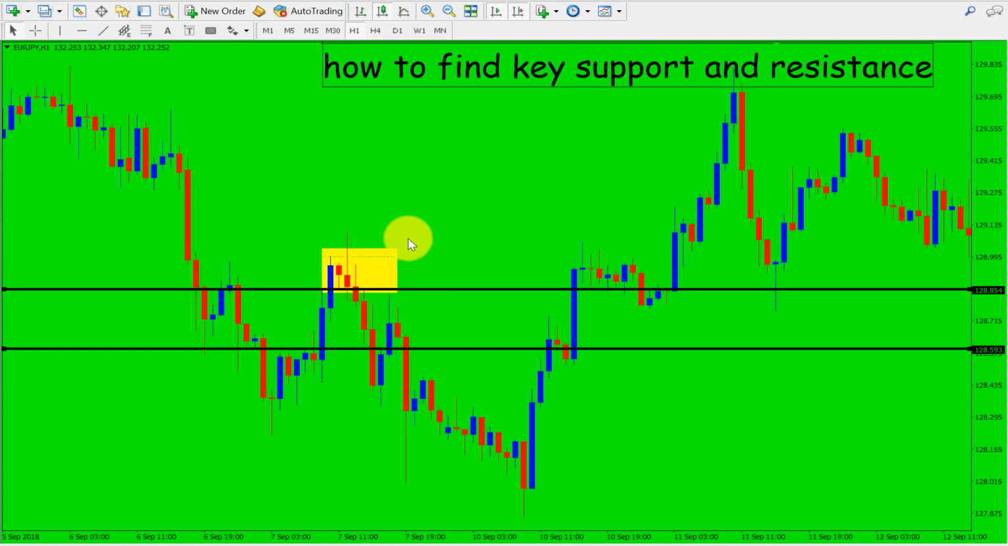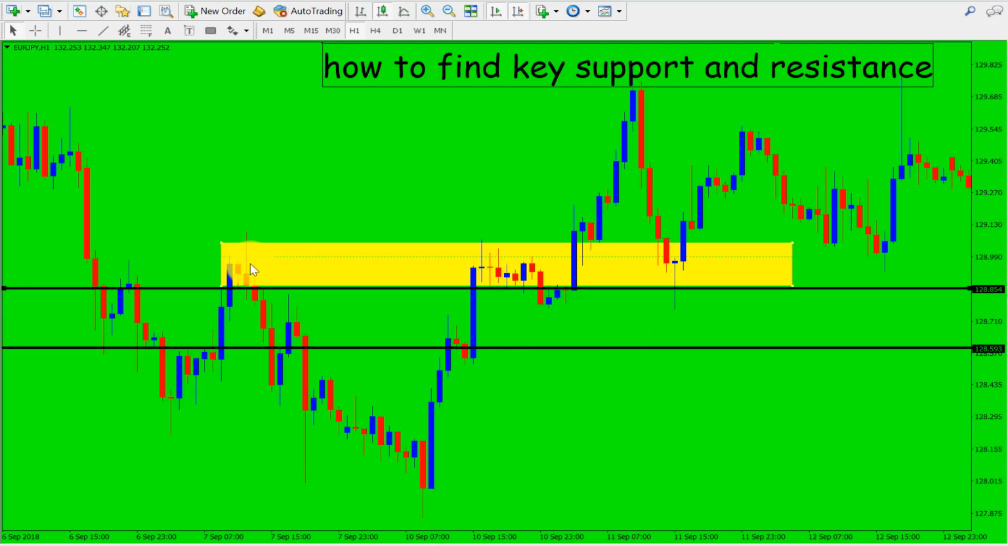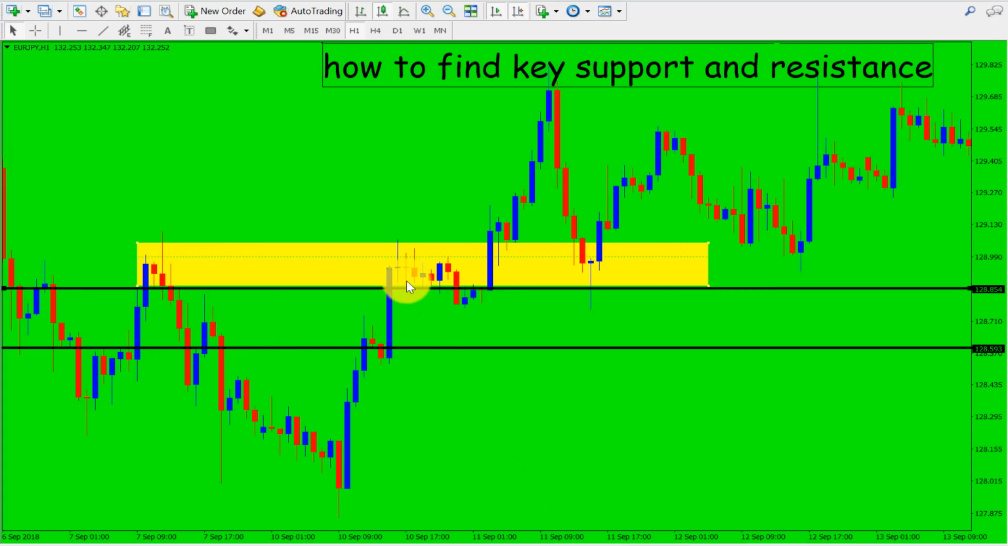Again, if we mark this zone, watch very carefully. If we mark this zone, then we can see that this zone is acting as a resistance zone, because price went there, and from there price came down from here to here. So again we can easily see that price breaks from this zone and price went higher from here to here.